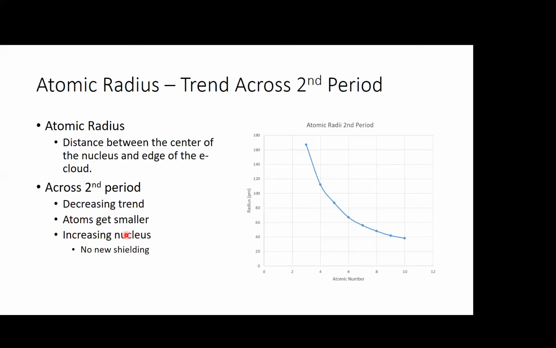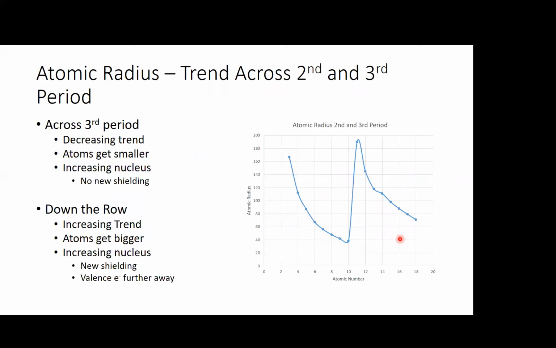So the nucleus is becoming more positive, and we're not getting any new shielding. So going from left to right across the periodic table, we see a decrease. And this is just for the second period. If I plot this for the third period, you'd see the same decrease. Look at that, I did do it for the third period. So here's the third period, same decrease. Here's the second period, same decrease.